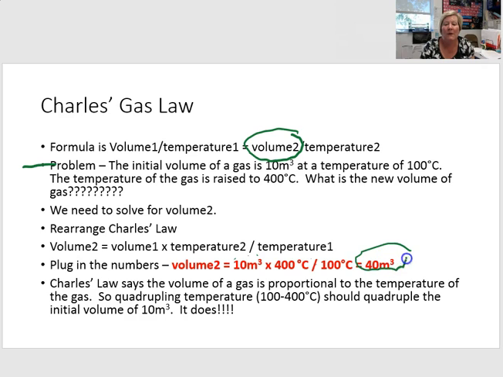All right, now let's think about that. If our initial volume was 10 cubic meters and our initial temperature was 100, and we understand what a direct proportional relationship is, if we quadruple the temperature, then the volume should quadruple. And it does, from 10 to 40 cubic meters. So once again, you didn't really need to plug all this in, but if you want to prove it to yourself, absolutely, you can do that. I think I'm going to stop here, and our second video will cover pressure, density, and heat engine efficiency.